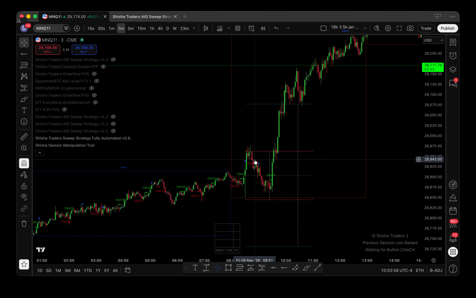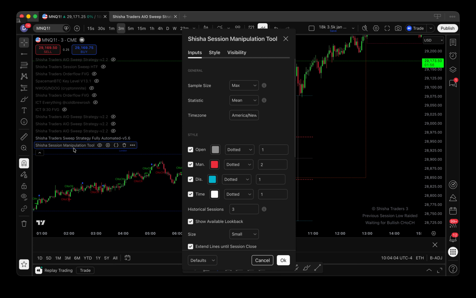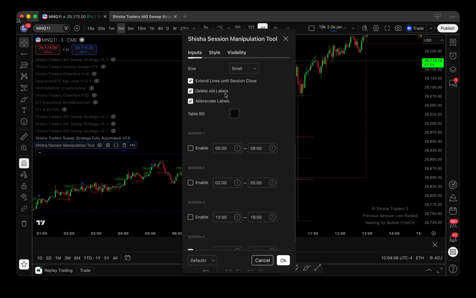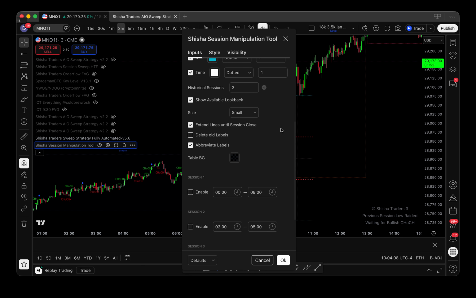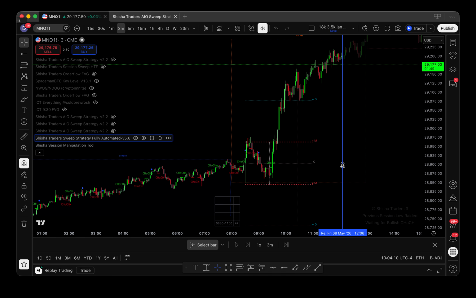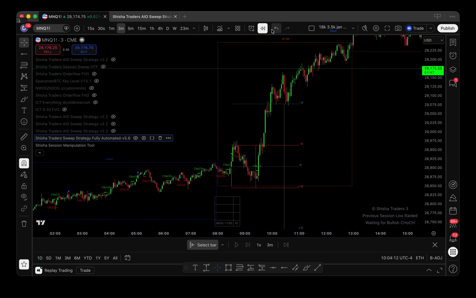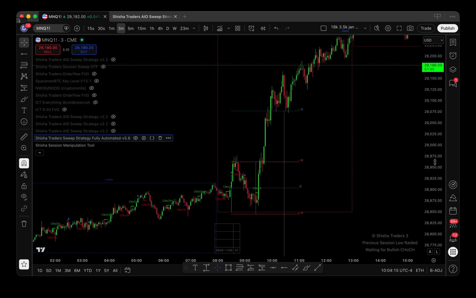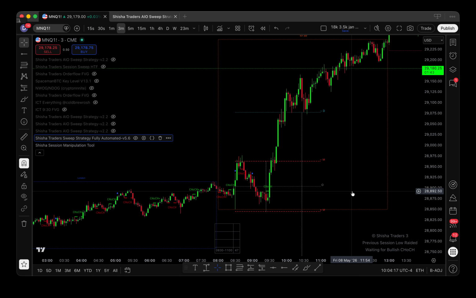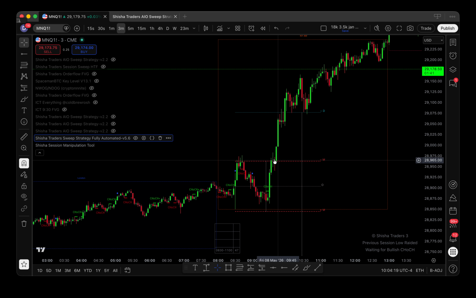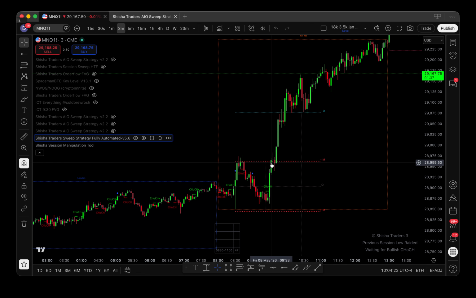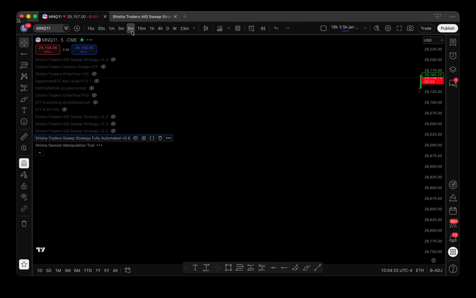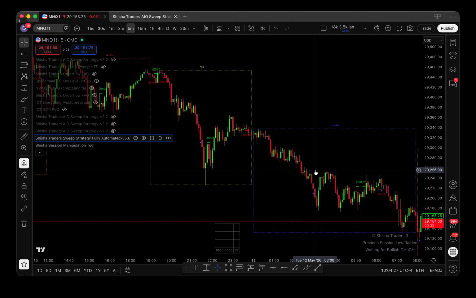So London sweep, manipulation, and then, of course, it's not showing the letters because I think I hid them. Delete all labels. See how we're going straight to distribution. So what I want you guys to do is wait for the price to manipulate. And guys, remember, we're on the 3 minute. You get much better results on the high time frame.